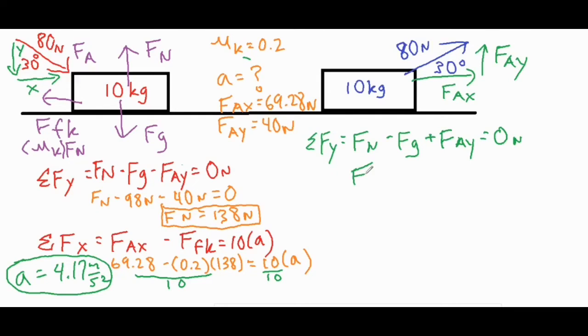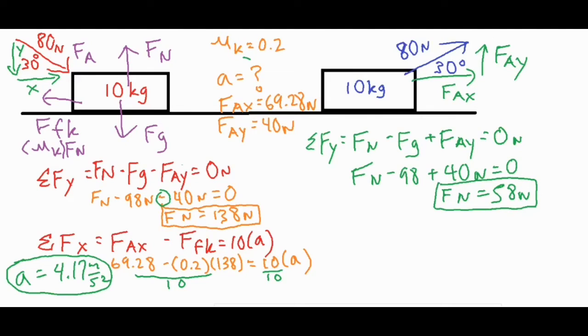So our Fn is still unknown. Our Fg is still 98 newtons, mass times 9.8. And this time we're going to add the 40 newtons, as opposed to the first one where we subtracted it. Okay, so that equals 0. This time our Fn is going to drop quite a bit, and it's going to be 58 newtons. As I said before, the Fay is helping the normal force support the mass so that the normal force doesn't have to work quite as hard pushing upwards perpendicular from the surface. Now let's work out our second part.